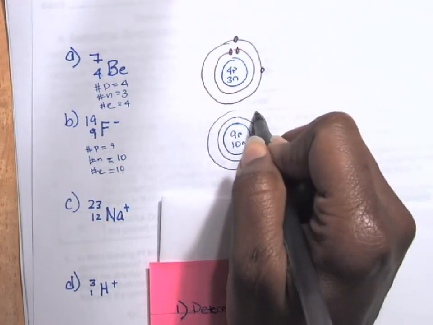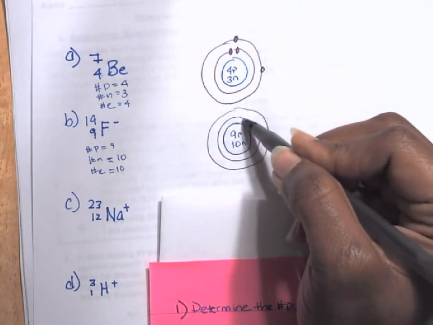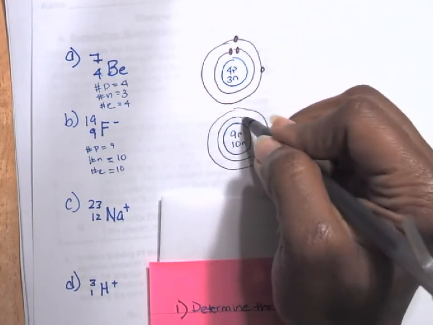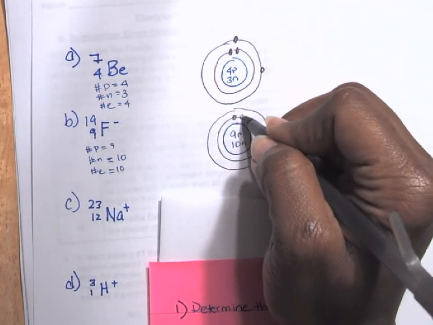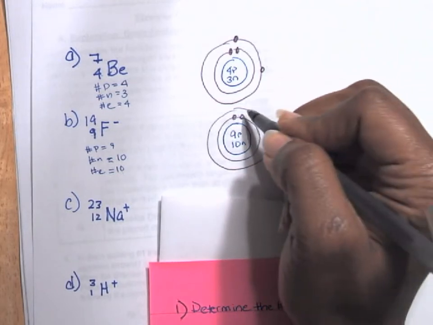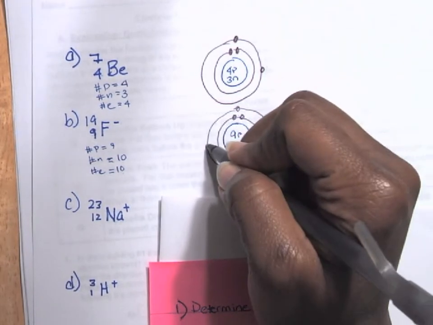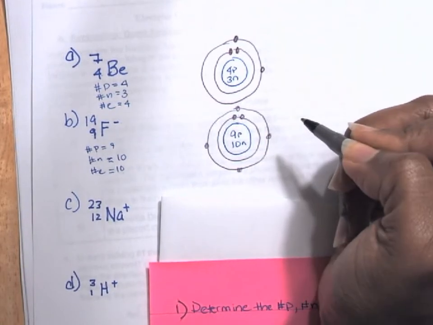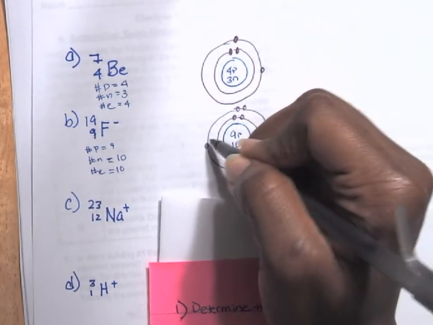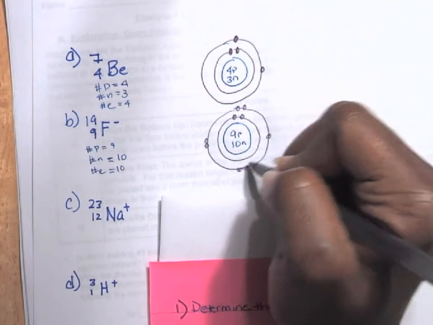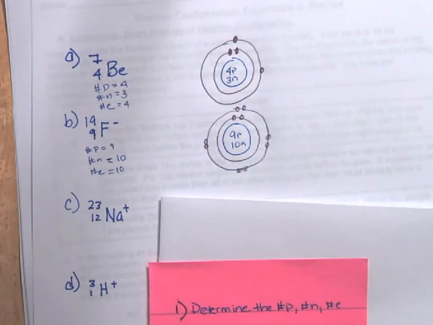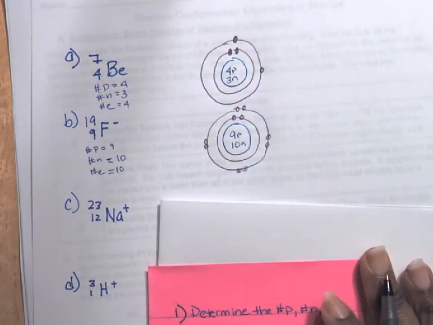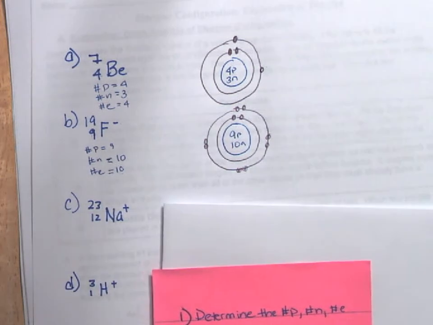Now I have 10 electrons to put in. The first shell gets my first 2. So I start inner, outer. 1, 2. I've got 8 more. 1, 2, 3, 4. Remember, give each corner 1 before doubling. 5, 6, 7, 8. Okay, so this is the Bohr model for fluorine. We'll do one more example together, and then I'll have you try the examples that are below.